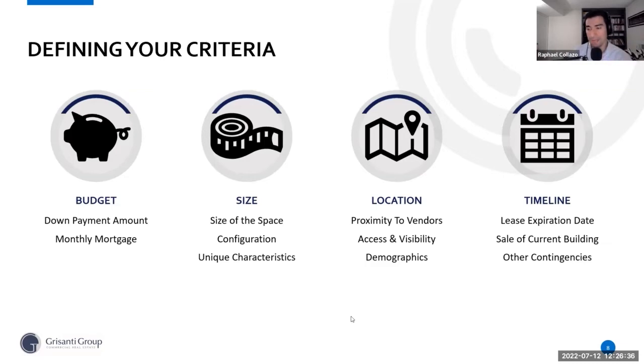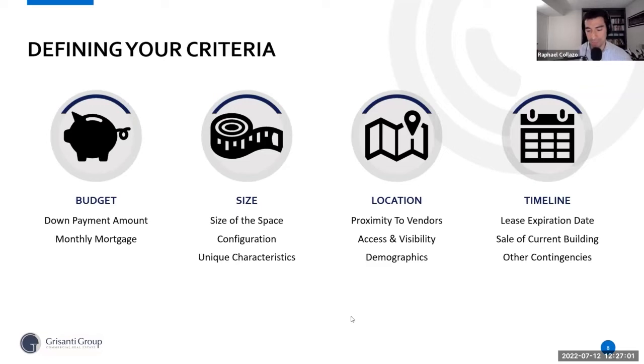So again, a lot of this just comes down to sitting down with your agent and looking at the data. A lot of commercial agents have access to things like Site To Do Business, where they can pull demographic data, traffic count data, and a variety of different metrics that can make your decision a lot easier.